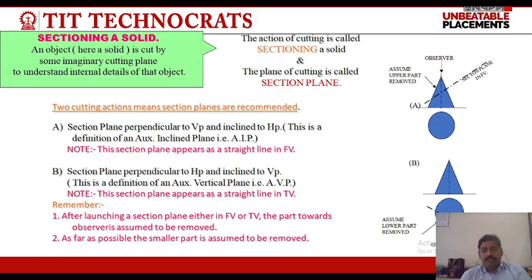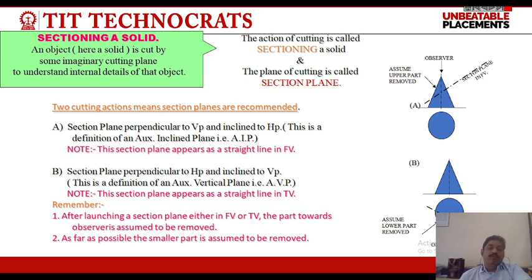The action of cutting is called sectioning of a solid. The plane of cutting is called section plane. Two cutting actions, that is, section planes, are recommended. First, section plane perpendicular to VP and inclined to HP. Note this section plane appears as a straight line. And second one is section plane perpendicular to HP and inclined to VP. In this, the section plane appears as a straight line in the top view.